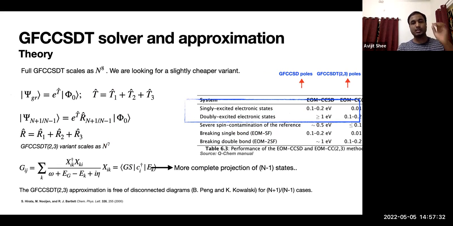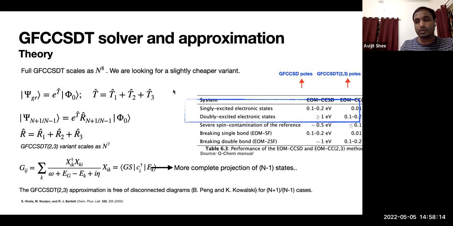So in order, after this observation, the approach we took is that we can definitely, I mean, the easiest possible route is that we just increase the rank of coupled cluster, and then that will certainly improve the result, but it comes with a very high cost. Because if we take just one rank higher, that is GFCCSDT, then the cost goes as N to the 8.